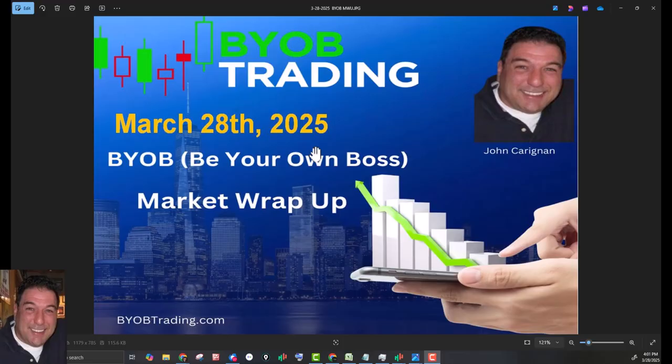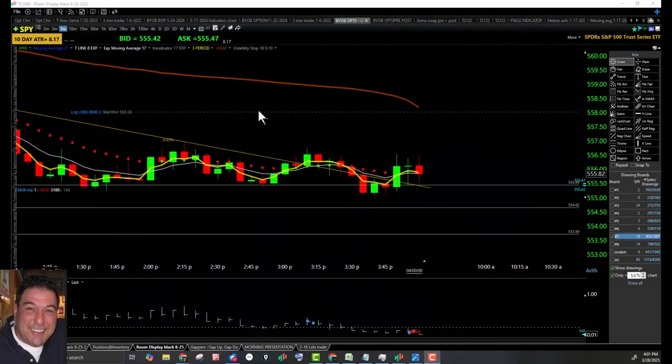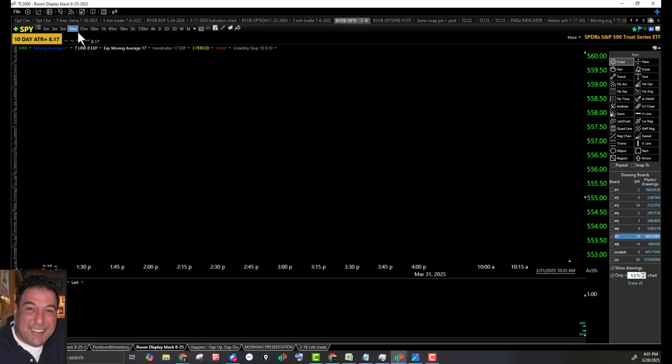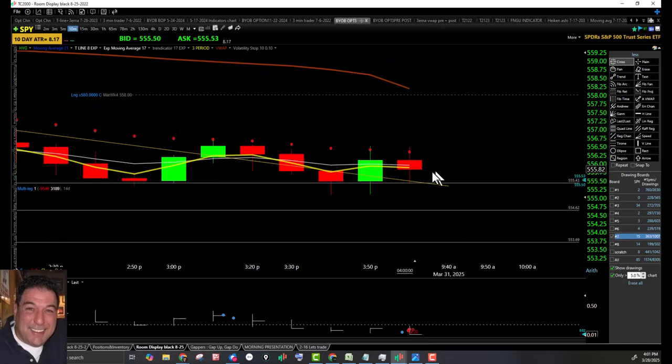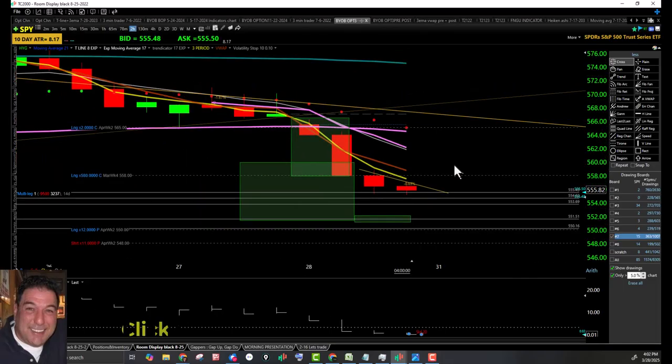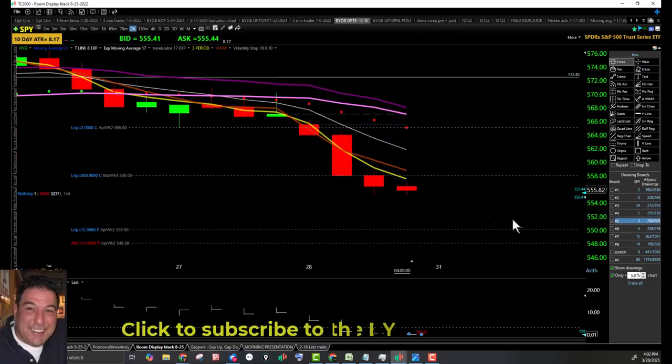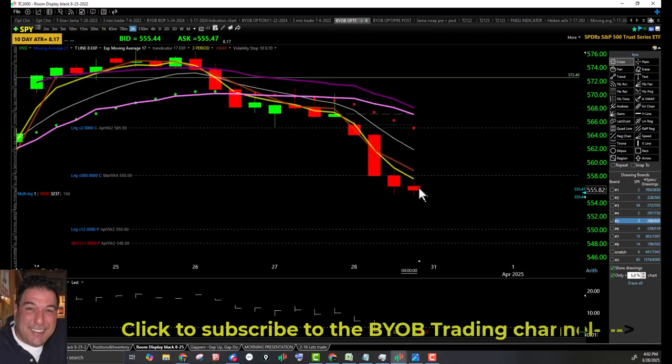All right, let's take a look at some charts. For the SPY on the 10-minute, we got a 10-minute downtrend coming into the close. 2-hour chart, 2-hour downtrend coming into the close.